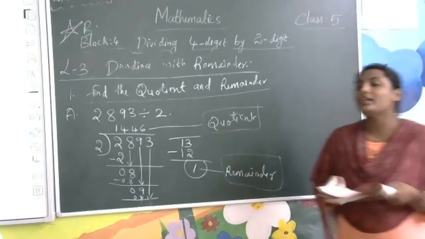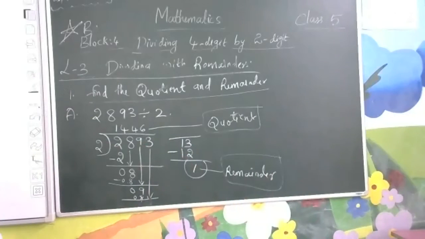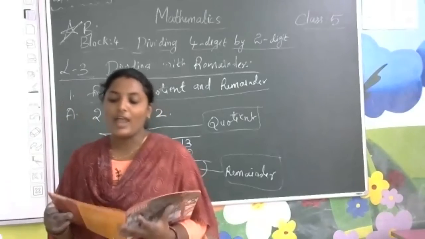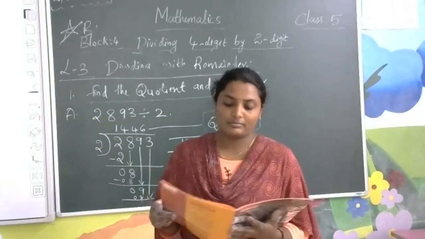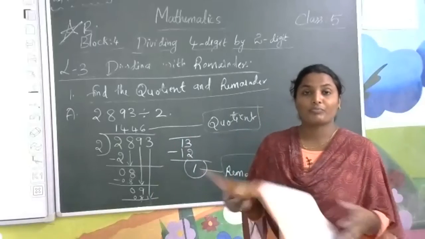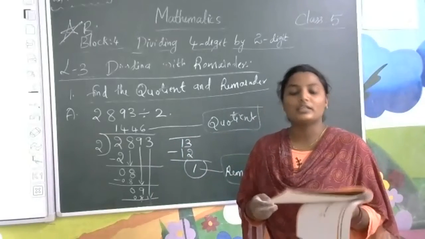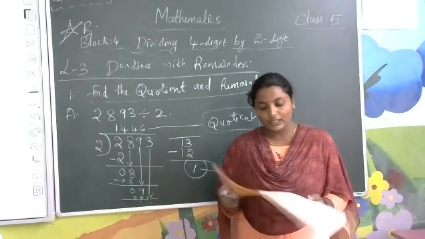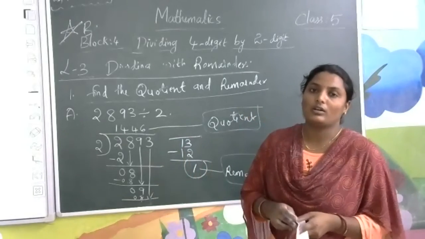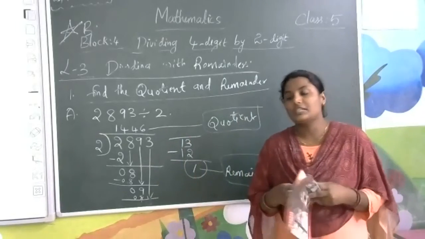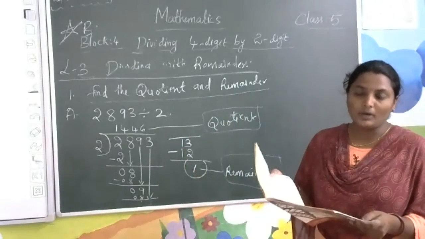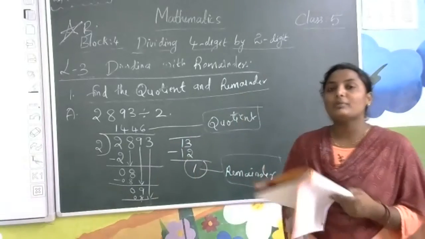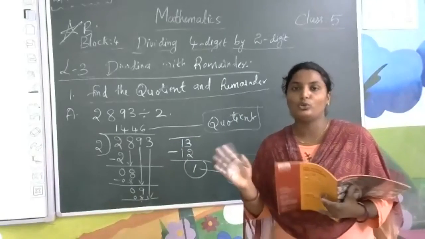Page number 19. Children, today's homework. Page number 19, dividing with remainders, there are three problems. Only do the first and second bit. If you want, you can try the third one also. First and second bit are homework from page number 19. And from page number 18, third one. So you have three problems in that book. Already some people actually completed, some people not completed, maybe that also completed. Once again, it's the 18th page number in that book, third question. And 19th page number, first and second bit. Third one, you don't do.